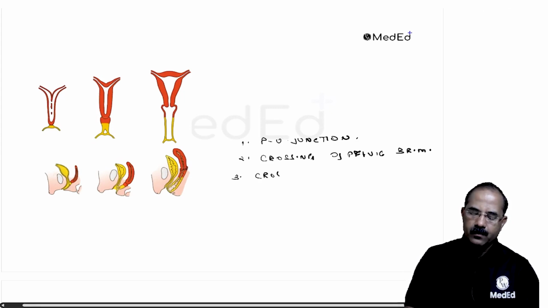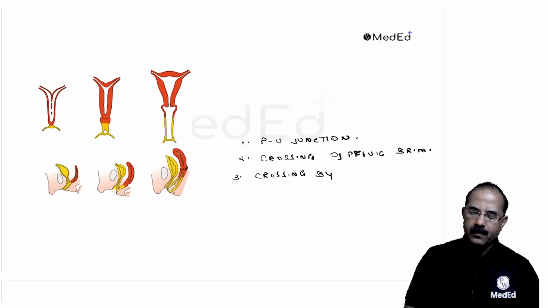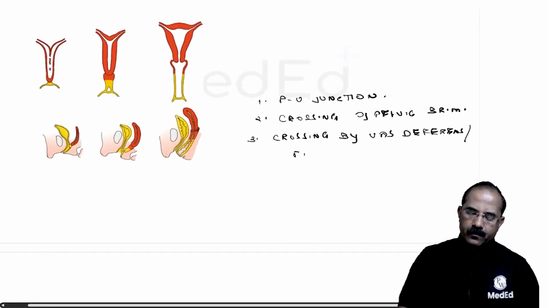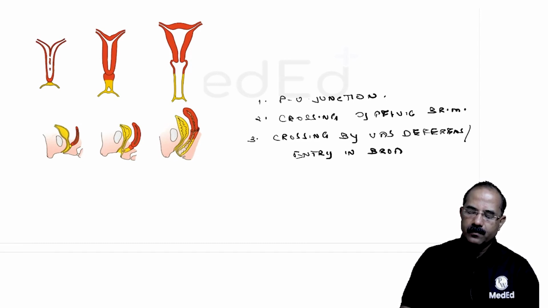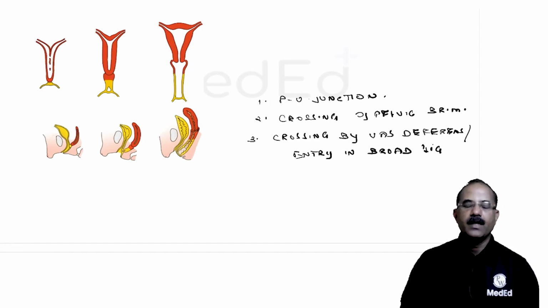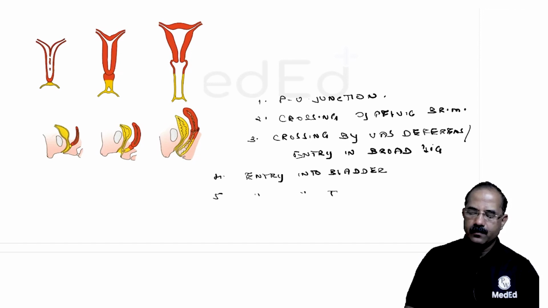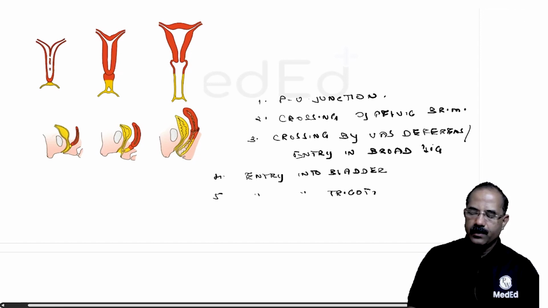Third, crossing by the vas deferens. Crossing by the vas deferens in males, or in females it would be entry into the broad ligament. Okay? Yes. Fourth is entry into the bladder, and fifth, entry into the trigone.